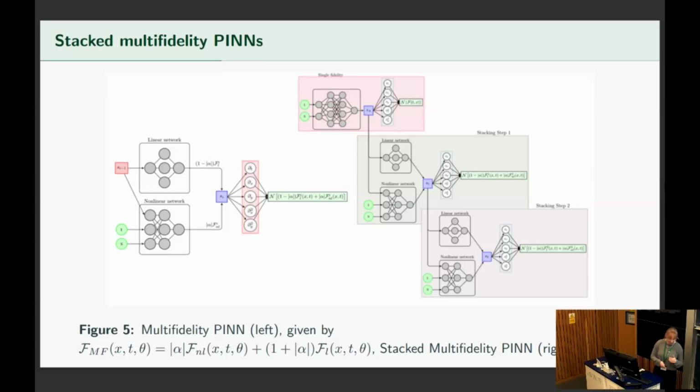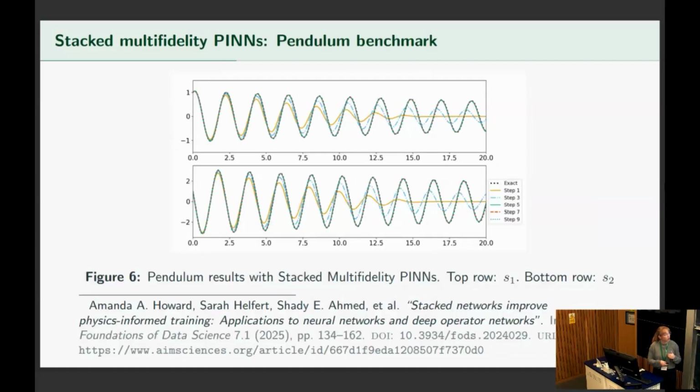And what happens here is that by iteratively refining your solution in this way, we are able to bump networks off of fixed points. So this is a benchmark motivating example for an overdamped pendulum. PINNs on their own really struggle to train, especially at longer timescales. In the pendulum, we're solving for two variables, which are what the two rows represent. And the orange line, the solid line, represents the results from a single fidelity PINN.